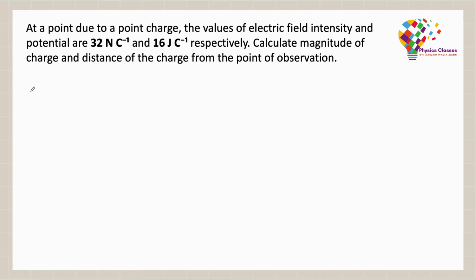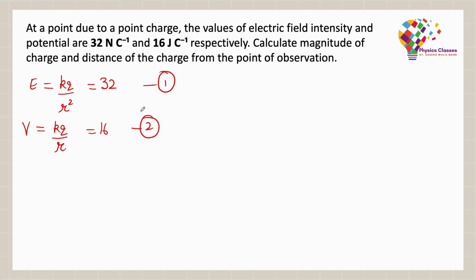So let's make two equations. First one is electric field, which is simply kq by r square, and this will be equal to 32 as given to us in the question. Let's label this as equation 1. Then the second one is for electric potential. My electric potential would be kq by r, and this is given to me as 16 from the question. This is equation 2. Now they want us to find the charge and the distance, so we just have to simplify these two equations.